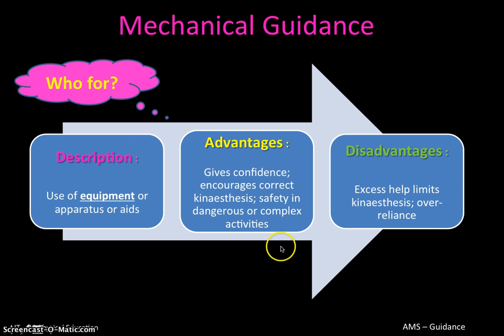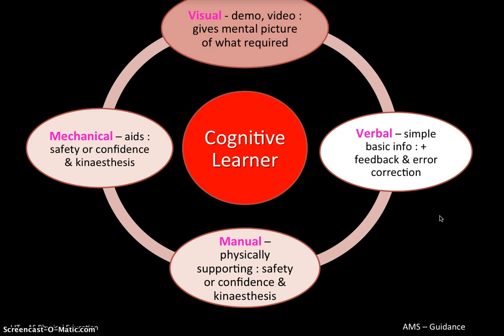So obviously, again, it helps with dangerous or complex activities. And similarly to manual guidance, too much of this support will perhaps create an over-reliance on the performer. So there are pros and cons to each of these types of guidance. And what we're just going to finish off by doing is looking at each stage of learning and look at the examples for each of the 4 types of guidance.